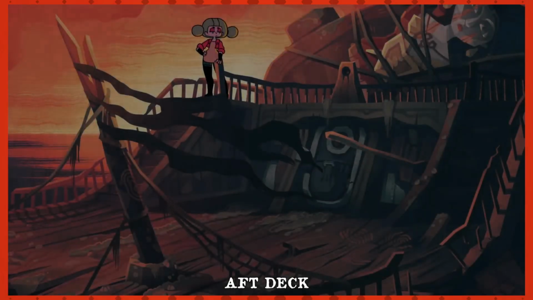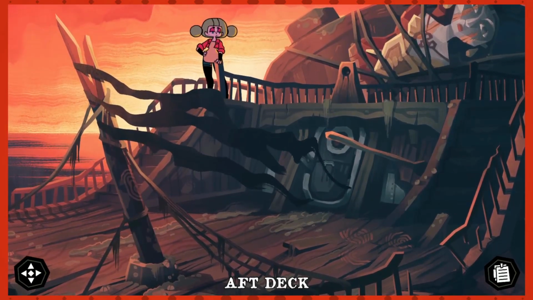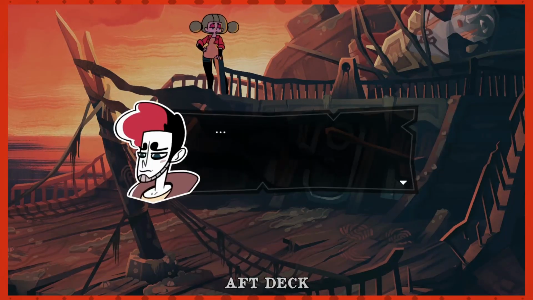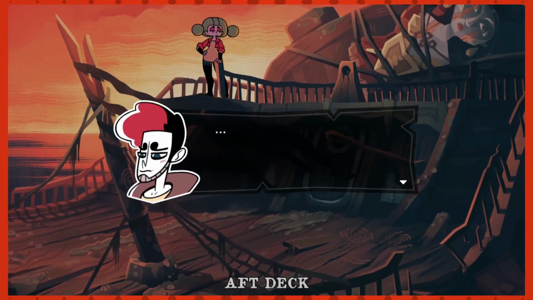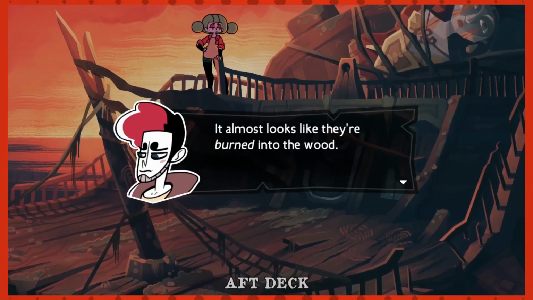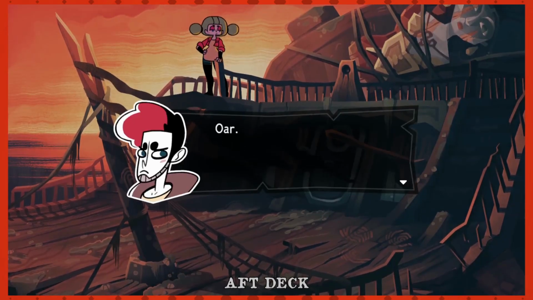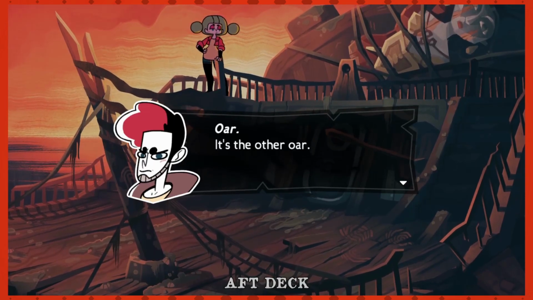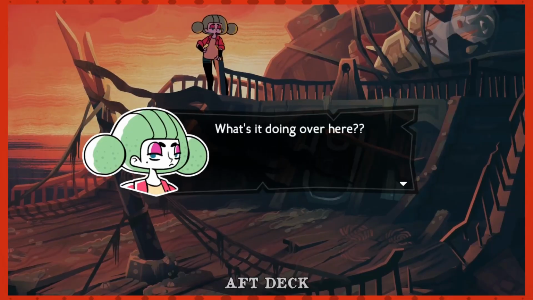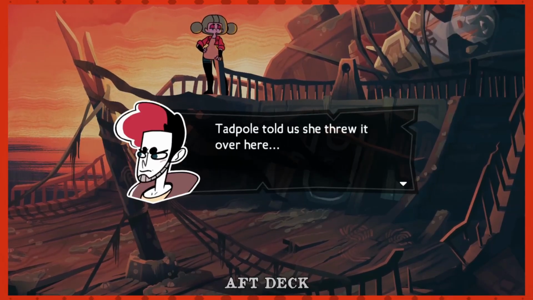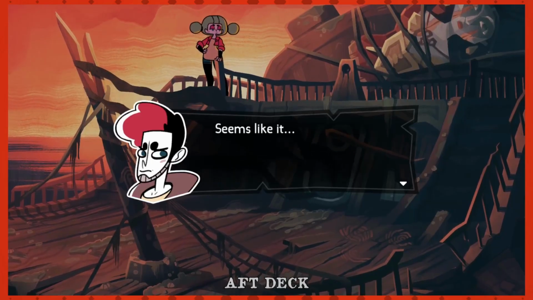And now that we're not underwater, we can also check the room underneath Tadpole's room. Let's see here. Are those... They look like giant fingerprints, yeah. Washed away. It almost looks like they're burned into the wood. They're permanent. Or. It's the other or. From the rowing boat on the foredeck? What's it doing over here? Tadpole told us she threw it over here. And it got stuck in the wall. And hasn't moved since. Seems like it.